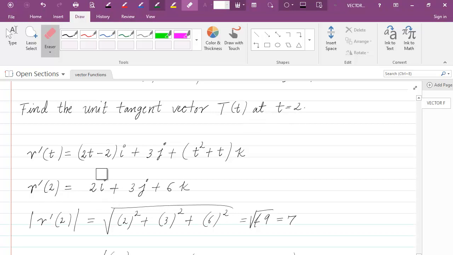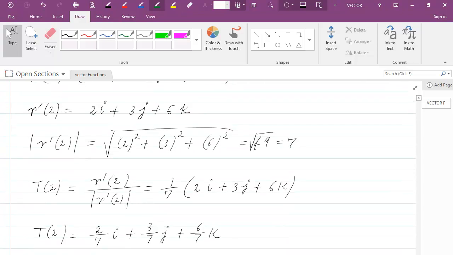So that's going to be 2 times 2 minus 2, which is 2. This is going to stay the same, 3. 2 squared plus 2, that's going to be 6. So that's r prime of 2. Now we've got r prime of 2, that's the vector. So the unit tangent vector is a unit vector in the direction of r prime of t, r prime of 2.